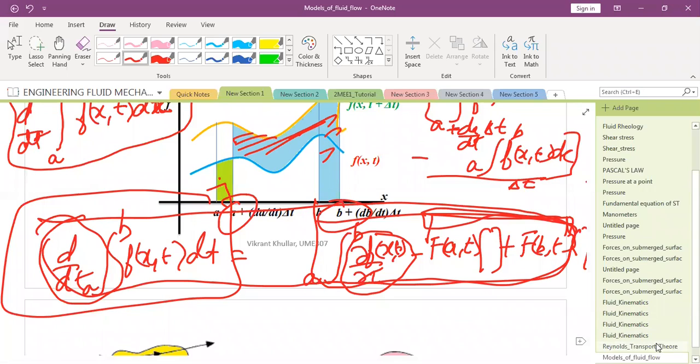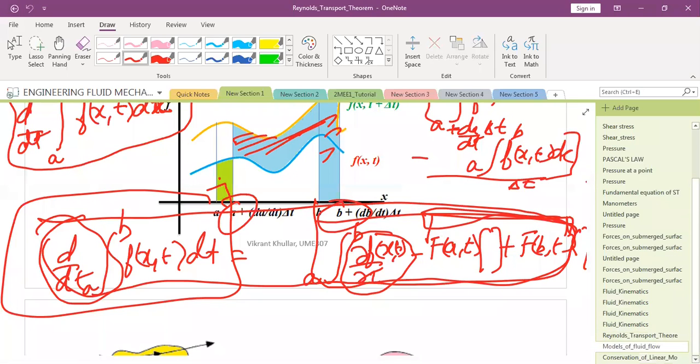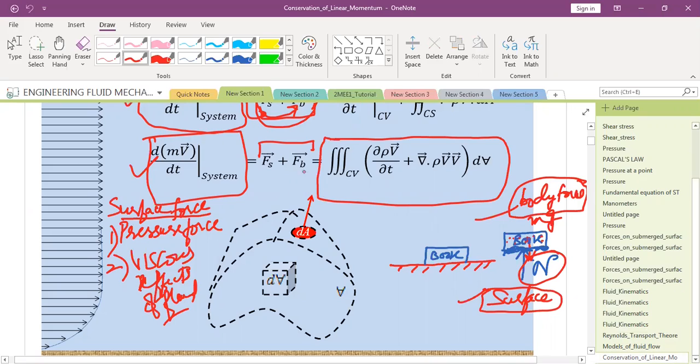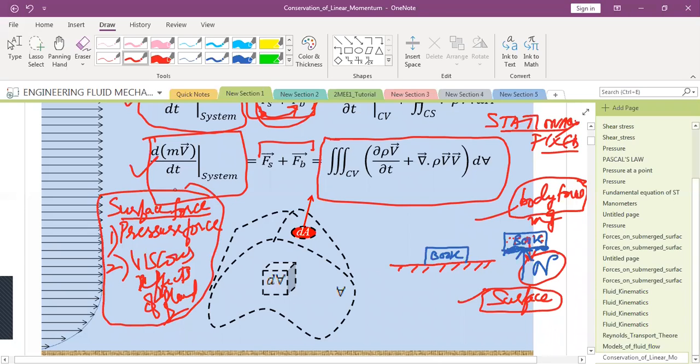Yes, sir. So that is why, for this case, we are simplifying the case. That is, we are converting the ordinary derivative to partial derivative only with the assumption that the control volume is stationary and fixed in space. These are the forces acting on this control volume. So this is the Lagrangian approach, and this is the control volume approach. So this is the relationship between the two.